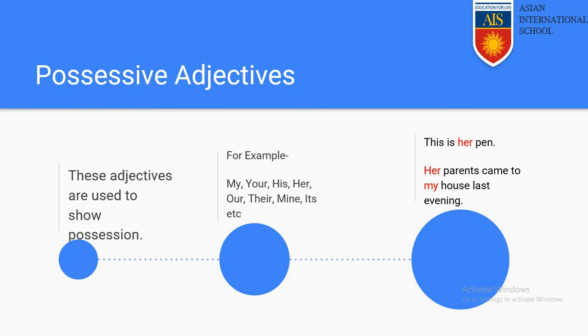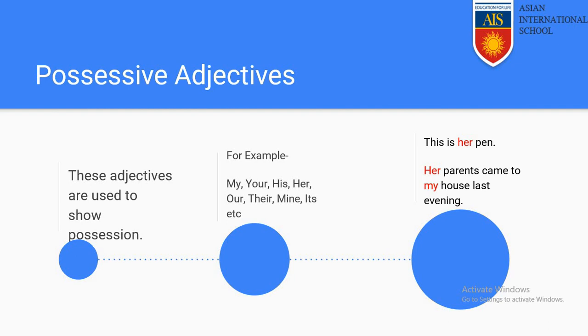This is her pen. Whose pen is this? Her pen. So when we are asking a question with whose, we are getting the answer in possessive adjectives. Her parents came to my house last evening. Whose parents? Her parents. Whose house? My house. So when we are asking the question whose, we are getting the answer in possessive adjectives.